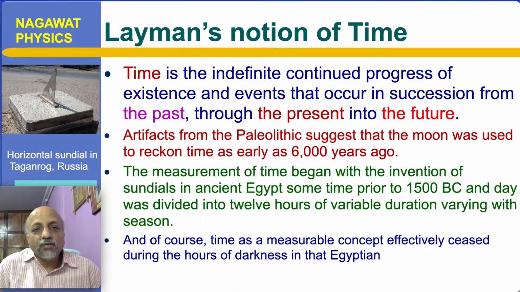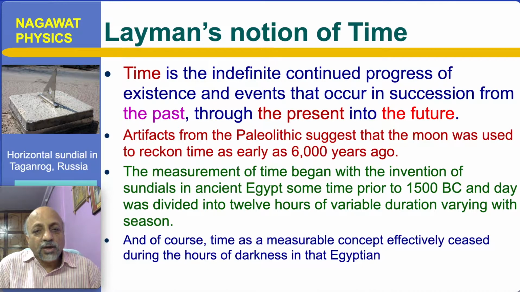The layman's notion of time is like that of indefinite continued progress of existence and events. And so time becomes meaningful for an individual when his birth takes place, and maybe in day-to-day life it loses its meaning when death occurs for him. So we have the layman's notion of the past, the present, and the future. And in the philosophy of Buddha, the importance of the present, the now, has been emphasized.